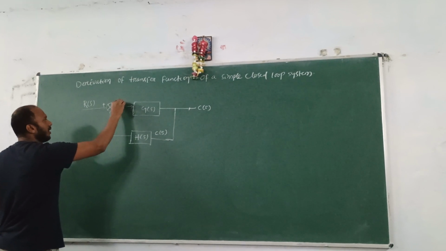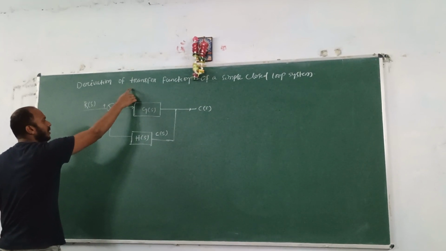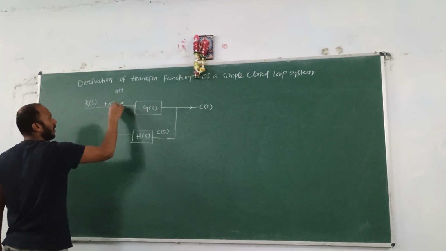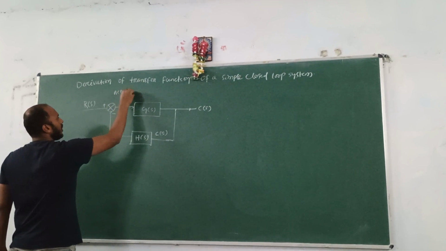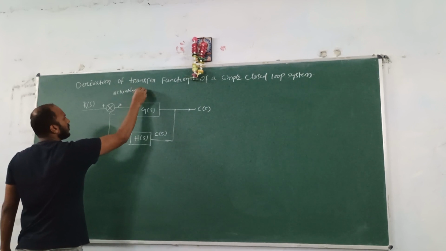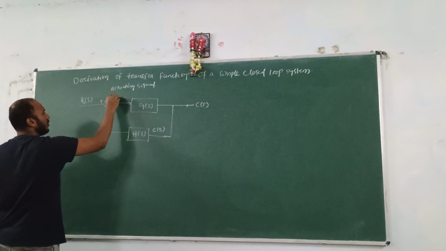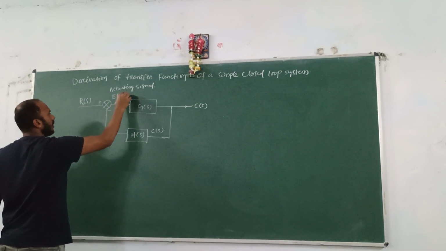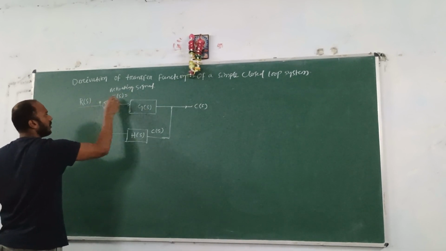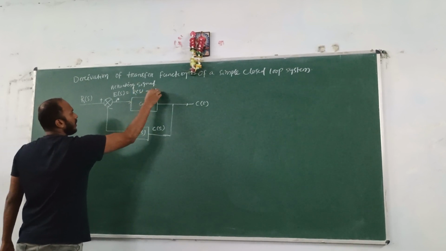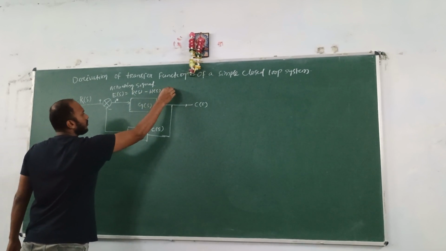When we add them both, we get the error signal here, the actuating signal. At this point we get the actuating signal, that is E(S), or error signal, which is equal to the summation of R(S) minus H(S) into C(S).